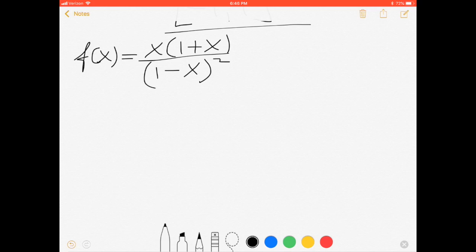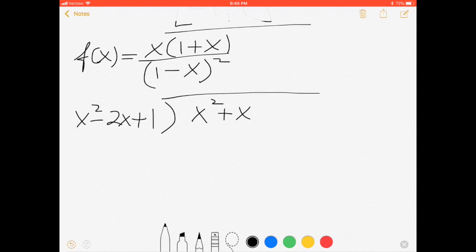Okay. First, what do we have here? First, we have that the numerator's maximum power is 2 and the denominator's maximum power is 2. I think we need to divide one by the other. What we have here is x squared plus x, which will be divided by x squared minus 2x plus 1.